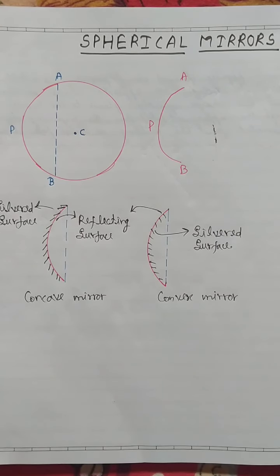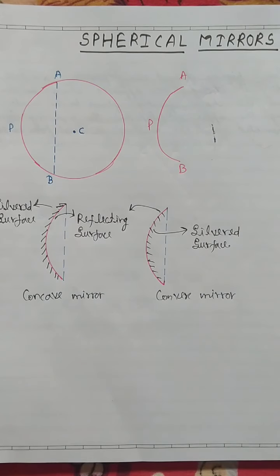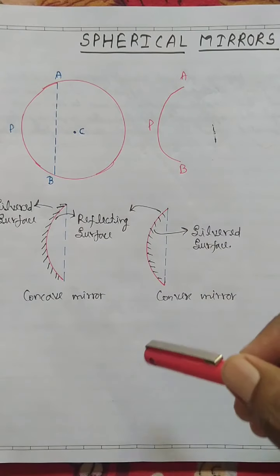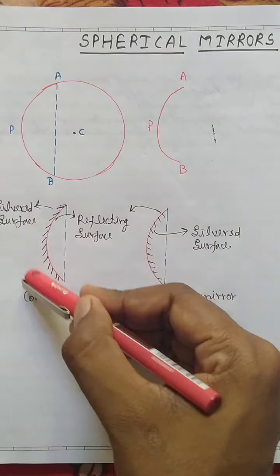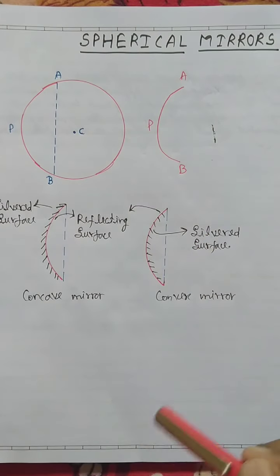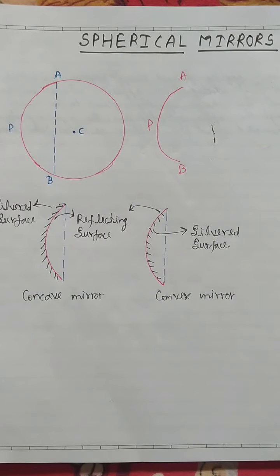Next, the convex mirror. A convex mirror is a spherical mirror in which the inner hollow surface is silvered and polished, and the reflection of light takes place from the outer bulged surface. You can see the diagrams and understand that in the concave mirror the bulging in surface is the reflecting surface and the bulging out surface is the silvered surface. But in the convex mirror, the bulging in surface is the silvered surface and the bulging out surface is the reflecting surface.